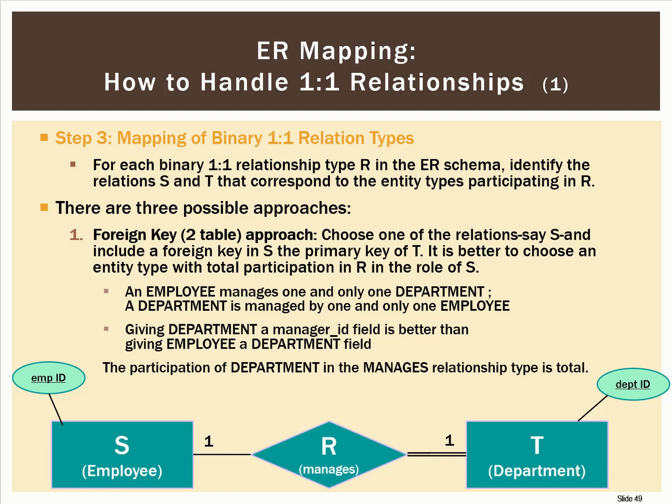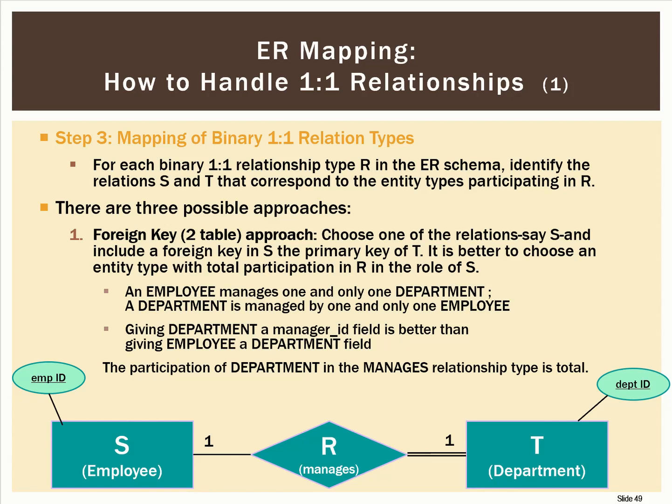Let's talk about a one-to-one relationship first. For a one-to-one relationship, we have an example here. S is in a one-to-one relationship with T. You may recall from the previous example that we said an employee manages one department, and a department is managed by one employee. That's an example of a one-to-one relationship. So how do we model this? We obviously have to connect an employee to a department, and there are three ways for us to do it.